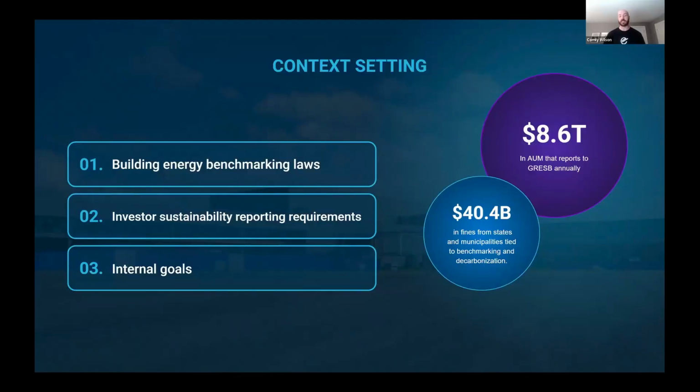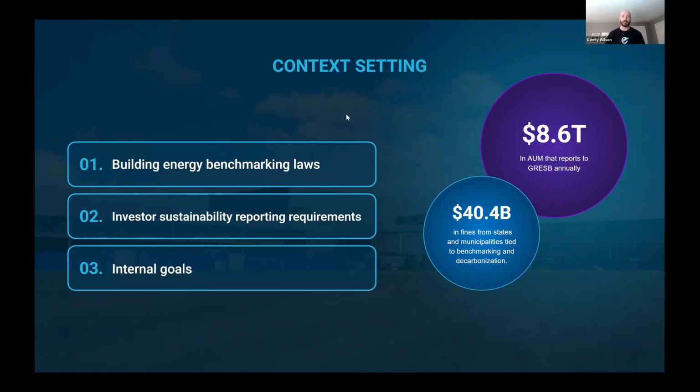Another reason is investor sustainability reporting requirements. Many LPs want to see their portfolios or capital partners report to GRESB, for example. Many want to see a specific score or rating in GRESB even. And even for those who don't have investor reporting requirements, are in jurisdictions that don't require it, many portfolios have set internal goals around sustainability, and in order to track the progress of those goals, you need to collect the data in the first place.